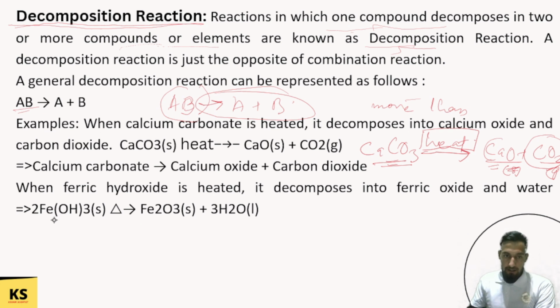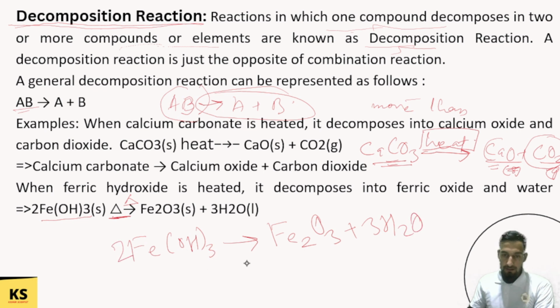Similarly, when this ferric hydroxide Fe(OH)3 decomposes on heating. This delta is specifying that this is heated. This should have been above this arrow. Gives us what? Fe2O3 plus 3 times H2O. This is twice, and hence it is balanced chemical equation that we learned earlier.